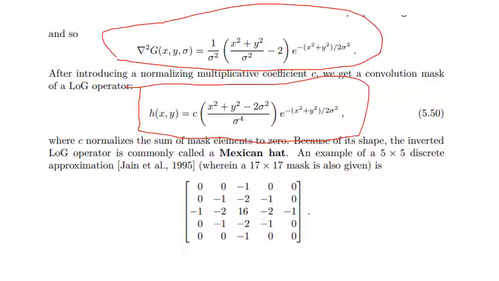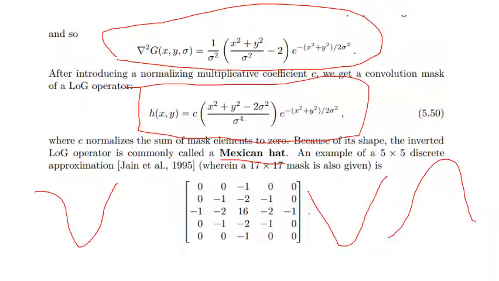If you see the shape of the LoG operation, that is a Laplacian of Gaussian, the inverted LoG operator is usually called the Mexican hat. If this is one Laplacian of Gaussian, this is like the Gaussian. So it's like a hat. So it's commonly called a Mexican hat.